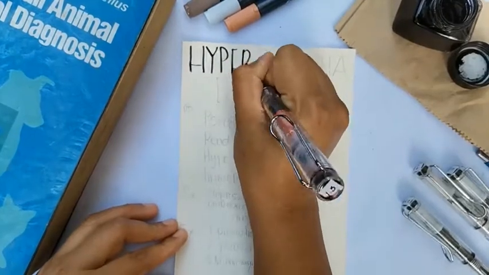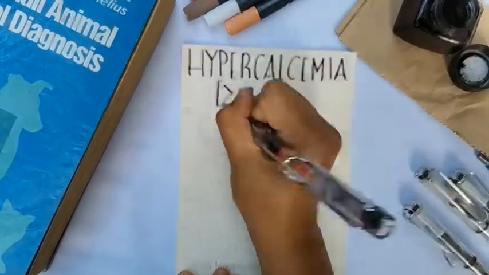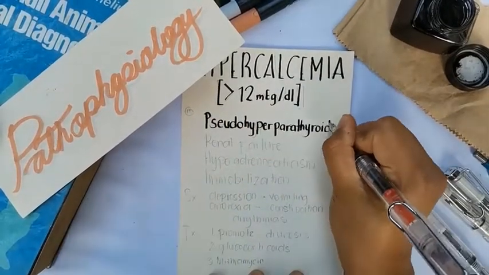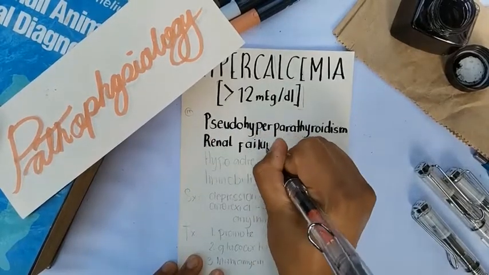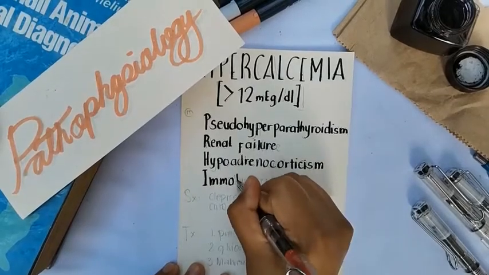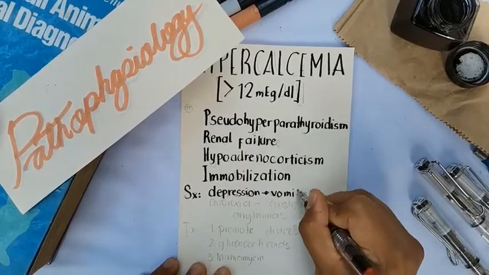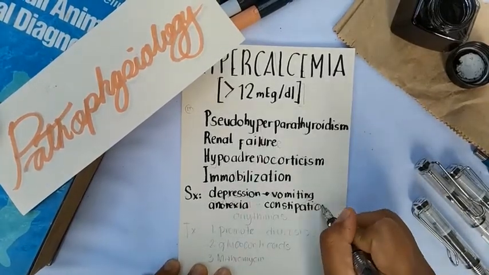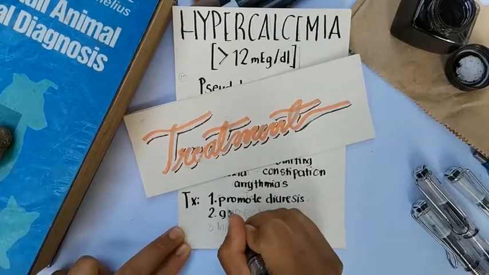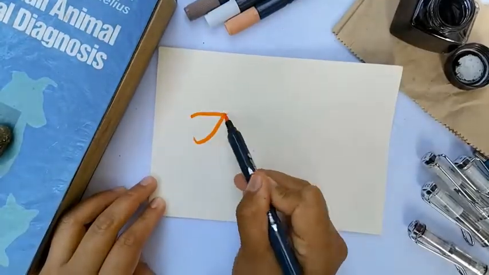Hypercalcemia is serum concentration above 12 mg per deciliter. Its pathophysiology includes pseudohyperparathyroidism, renal failure, hypoadrenocorticism, and immobilization. Its clinical signs include depression, vomiting, anorexia, constipation, and arrhythmias. Treatments are composed of promoting diuresis, glucocorticoids, and mithramycin.